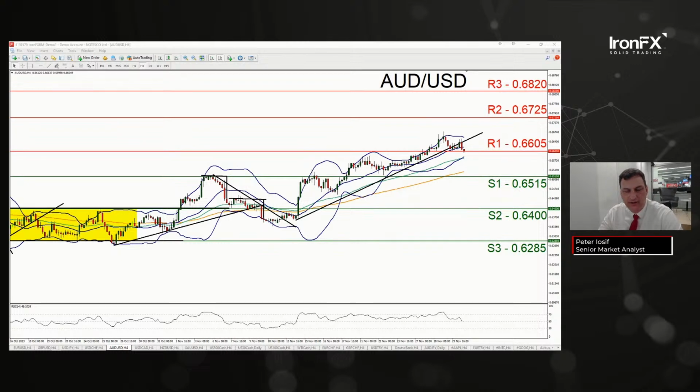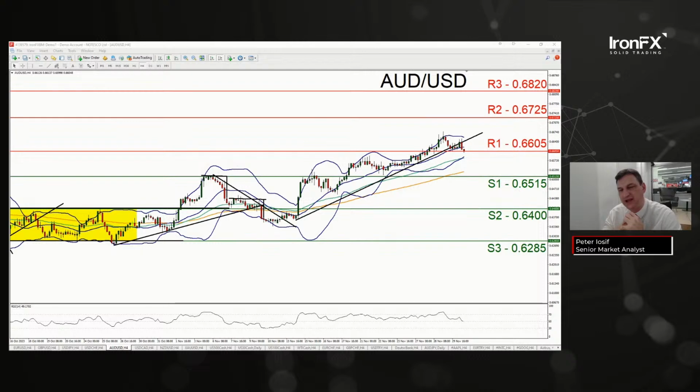implying, in my opinion, less confidence on behalf of Australian businesses to actually invest in the Australian economy. And that was something which countered, in conjunction with the Chinese manufacturing PMI figure, any positive sentiment, intended to drive AUD USD lower.